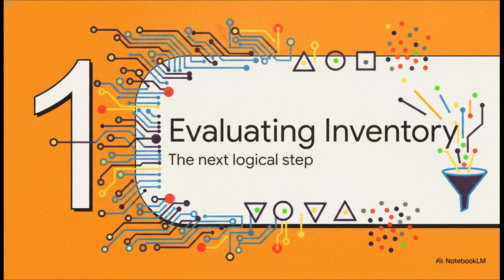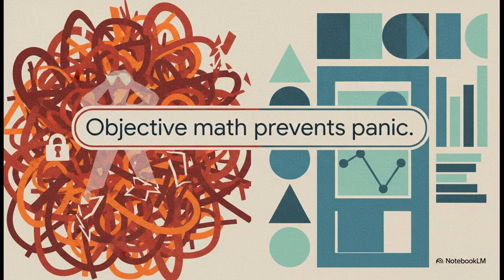Evaluating your AI inventory. This is the next logical step. You've done the heavy lifting. You've cataloged your tools, you've assigned owners, and you know what's actually operating in your workflows. But here's the hard truth. You simply cannot dedicate the same amount of time, legal review, and compliance checking to every single tool. You just don't have the resources for that. You have to separate the signal from the noise.